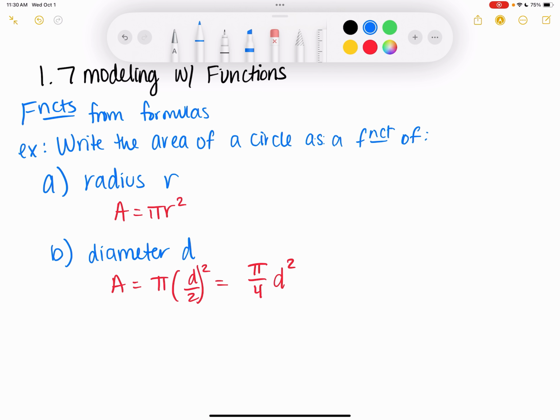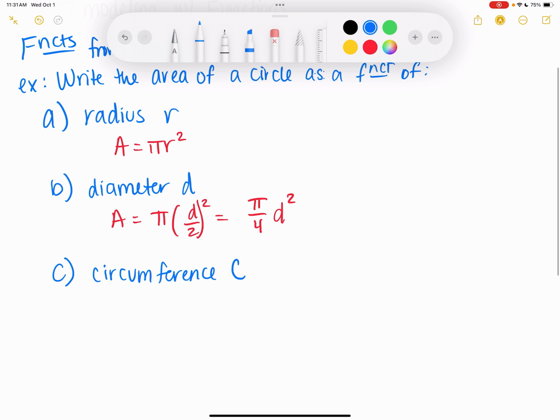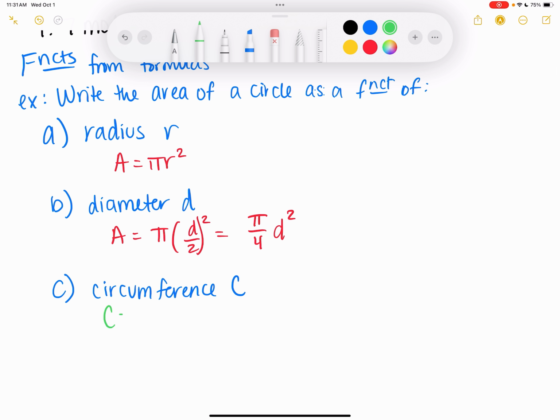What about if they wanted you to write it as a function of circumference c? So what's the formula for circumference? It's 2 pi r. In the area formula, the only thing that overlaps here would be an r, so I need to get r by itself. How would I do that? Divide both sides by 2 pi. Yep, so c over 2 pi is equal to r.